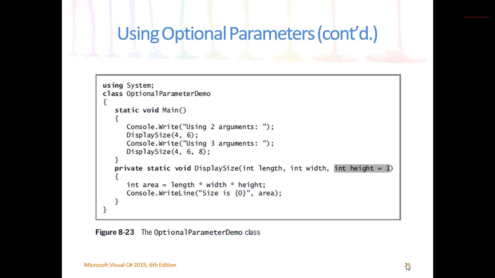Yes? If we have display size, another overloaded method, with 2 parameters, that is int length and int width, then this method call will go to? Okay, so you're saying that if we try to overload, and we have another display size that has length and width only, it's illegal. Because then if you just call with length and width, and you don't provide the height, which one should it go to? So it becomes an illegal call, but the method declaration is okay.